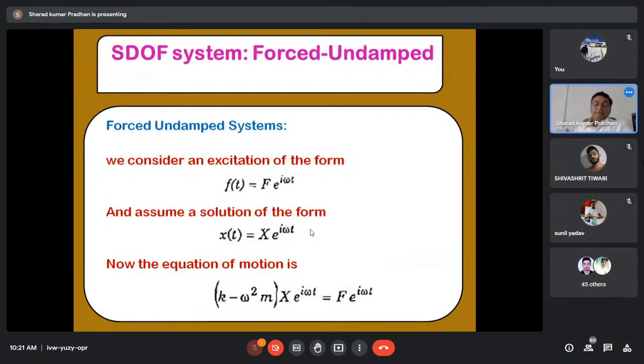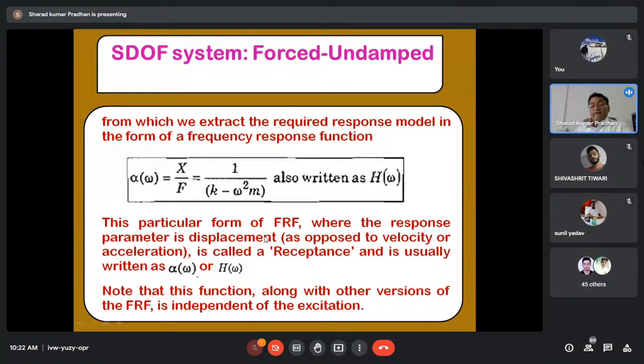In this case, x we have converted into x e^(i omega t), and f into f e^(i omega t). If we take the ratio of these two, x upon f, automatically this e^(i omega t) is going to vanish. So we get x upon f, and this x upon f is nothing but 1 upon k minus omega square m. This is called FRF, frequency response function. You can represent it as alpha omega, or as h omega.